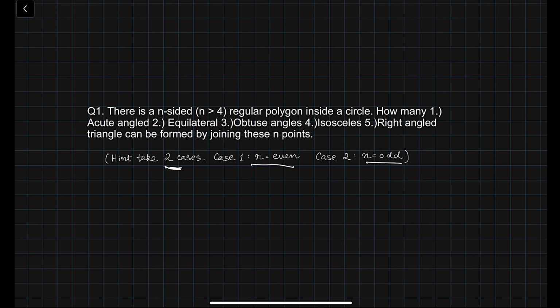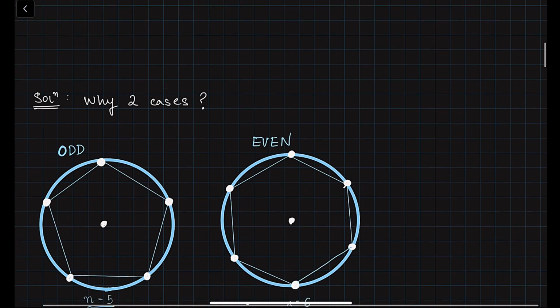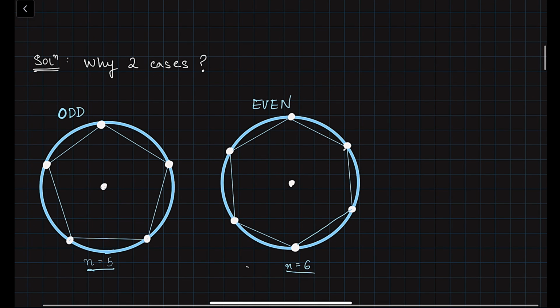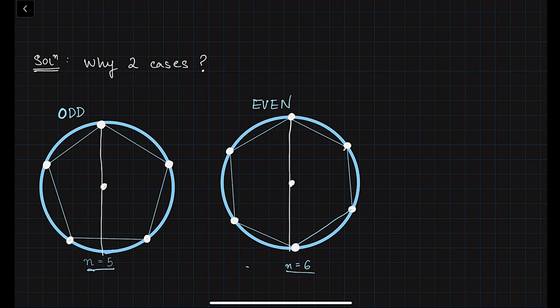Okay, so let's start with the solution. The first question which arises is, why should we take two cases? Why not generalize this for any n? So let us see what is the difference between an odd-sided and an even-sided polygon inscribed in a circle. Let us join the vertex with the center for an odd-sided polygon and for an even-sided polygon. Note that here we have used n equal to 5 for representing the odd polygon and n equal to 6 for representing the even-sided polygon, but you can use any n greater than 4 and you will see the same pattern.